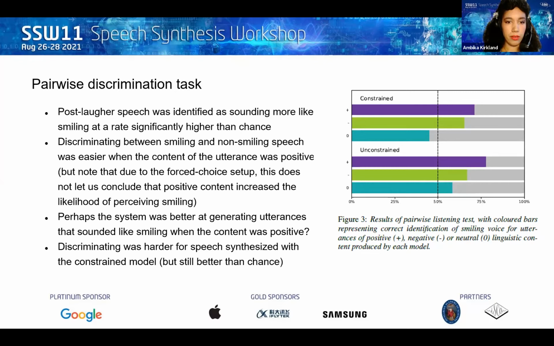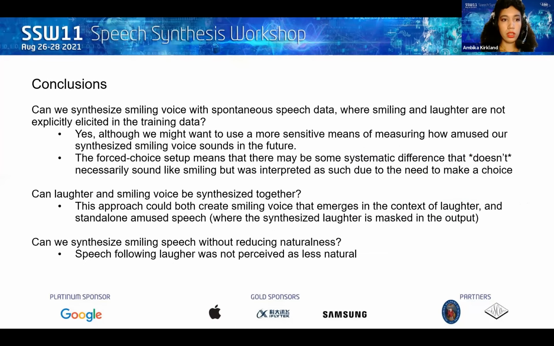So maybe the system was better at generating utterances that sounded like smiling when the content was positive. And it was harder to discriminate between the two samples when the speech was synthesized with the constrained model, but it was still better than chance. All right. So yes, it does seem that we were able to synthesize smiling voice with spontaneous speech data.